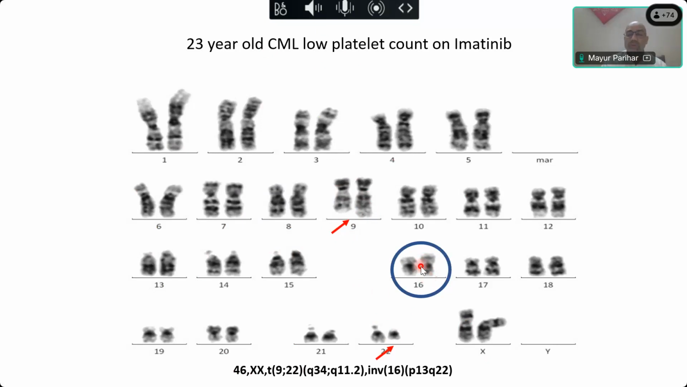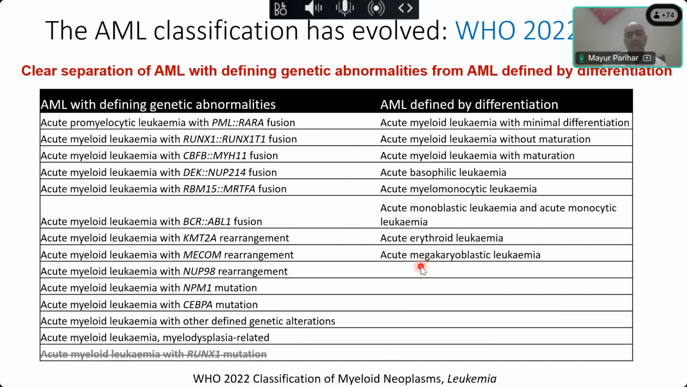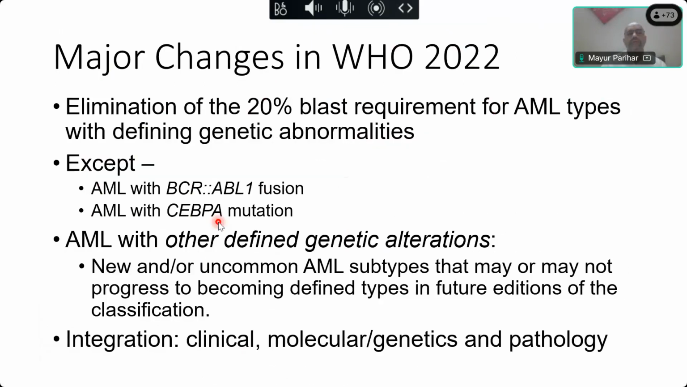Now, inversion 16 is also diagnostic of acute myeloid leukemia. Initially, it was only 8;21, inversion 16, and PML-RARA or 15;17. But in the new WHO 2022, for AML with defining genetic abnormalities, when you have any of these, you do not need a blast percentage of 20%. So the 20% blast requirement has been eliminated, except in AML with BCR-ABL fusion, because this could be CML, and AML with a CEBPA mutation, right?